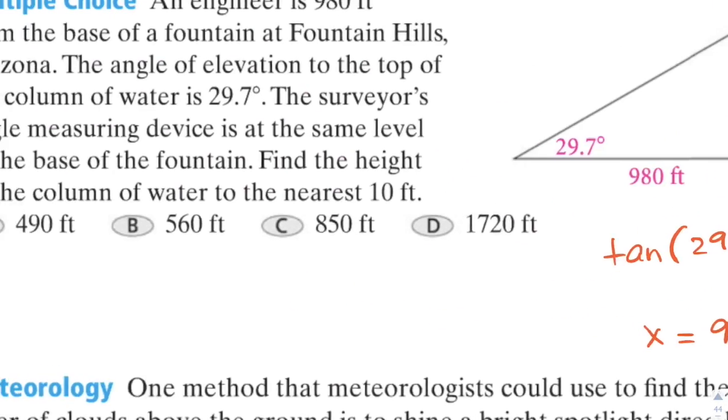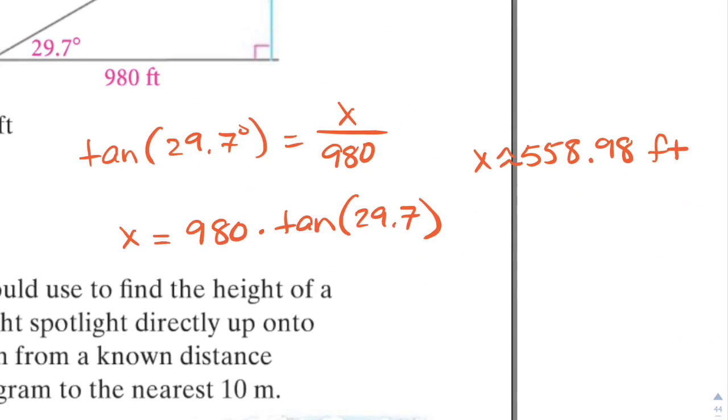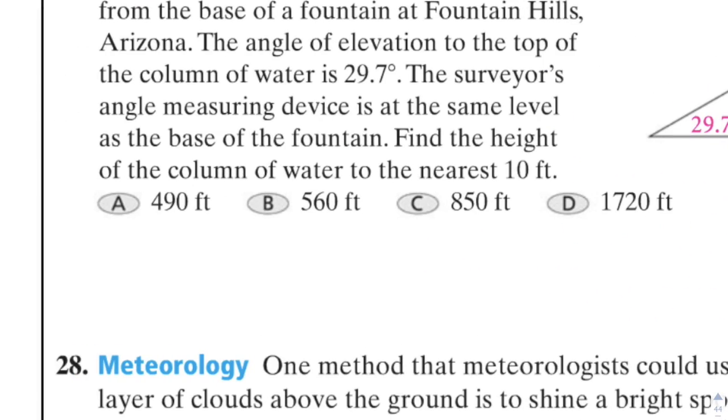And it wants us to round to the nearest 10 feet. So that's this digit right here. So x approximately equals 560 feet. 560, so the answer is B.